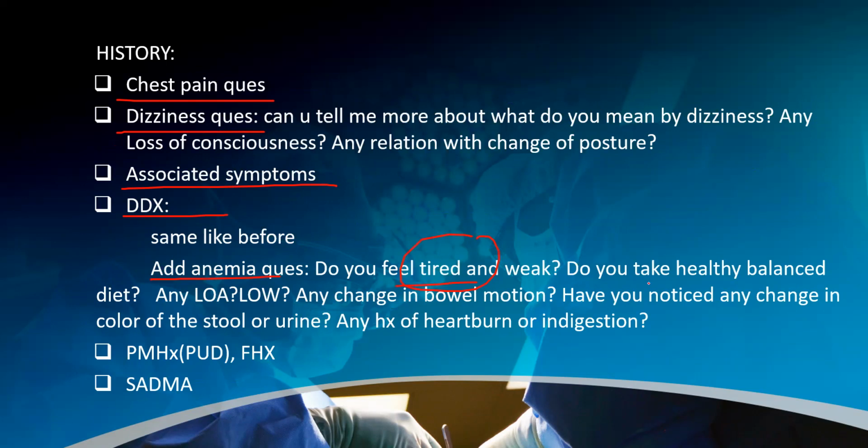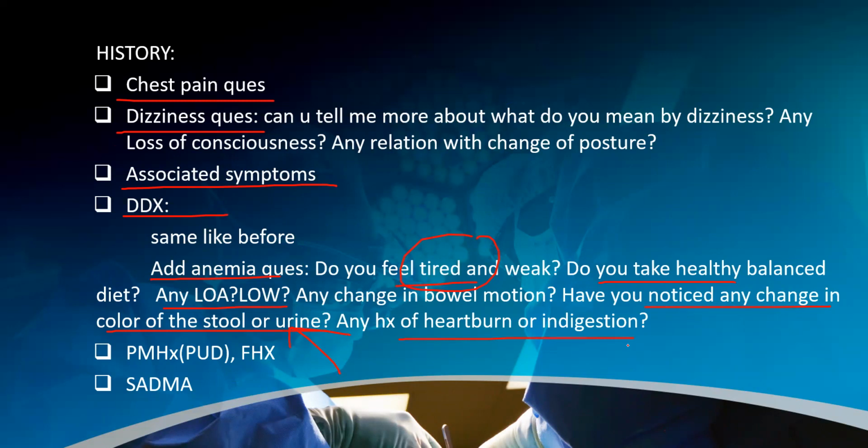So what can cause anemia? Maybe a dietary problem, malabsorption, or bleeding from anywhere. So do you take a healthy balanced diet? Rule out the possibility of cancer also. So any loss of weight, any loss of appetite, any lump or bump anywhere. Ask, have you noticed any change in color of your stool or urine? That's because you want to find out if the patient has any occult bleeding in the stool, trying to rule out peptic ulcer or stomach cancer.